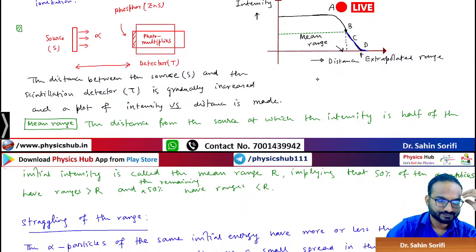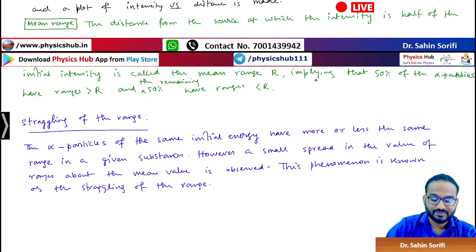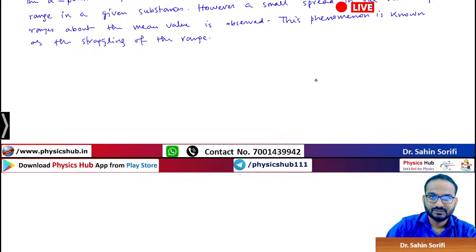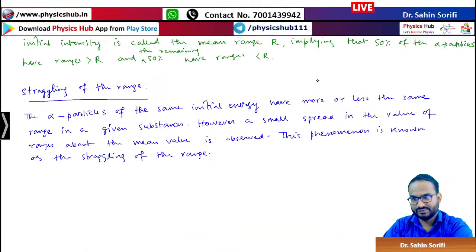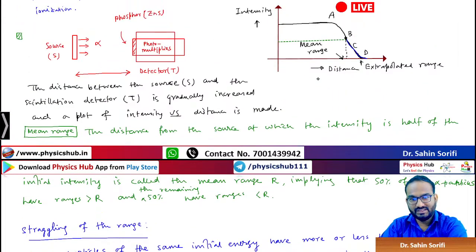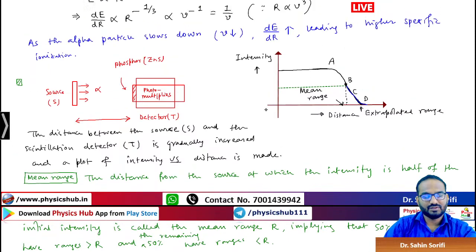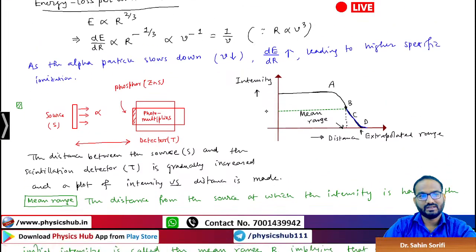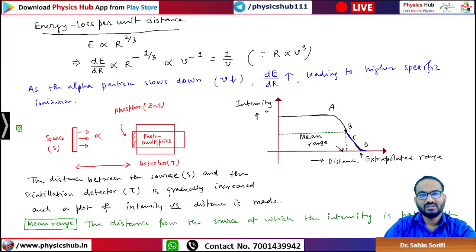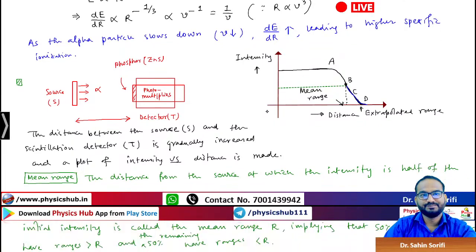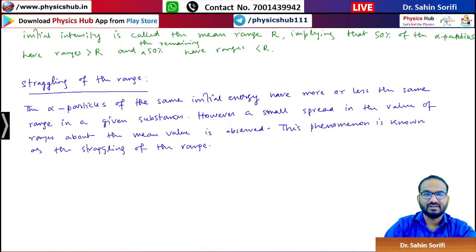The stopping power of a material is defined from the energy loss. Energy loss, we have dE by dr. dE is negative, dr is positive, so the whole thing is negative. So when we define the stopping power, we just add a minus sign. We multiply a minus sign with the energy loss, and we get the stopping power of the material.